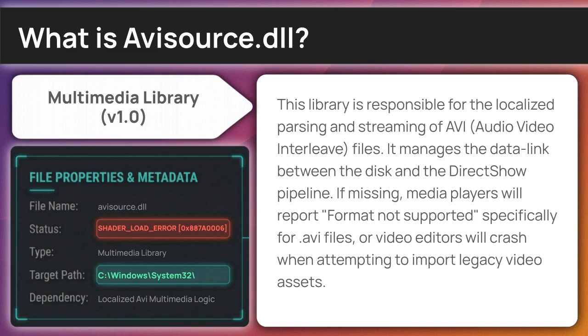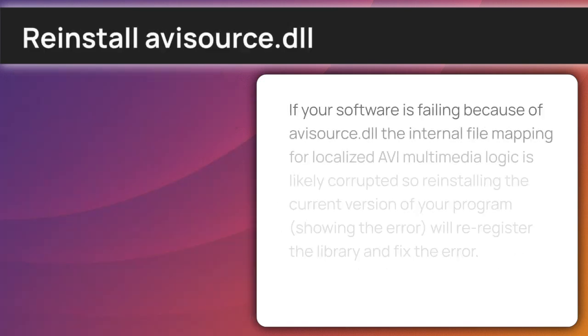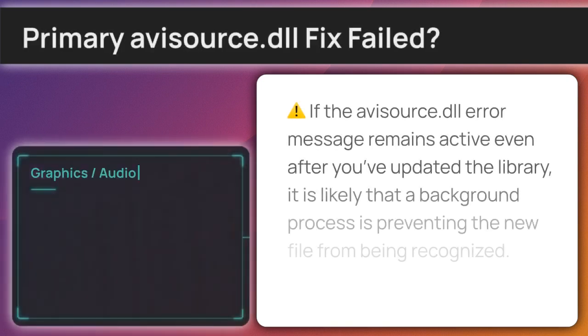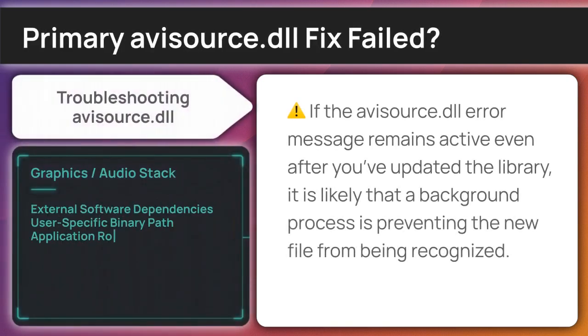With the why out of the way, let's focus on getting you running again. If your software is failing because of Avisource module DLL, the internal file mapping for localized AVI multimedia logic is likely corrupted, so reinstalling the current version of your program, showing the error, will re-register the library and fix the error.